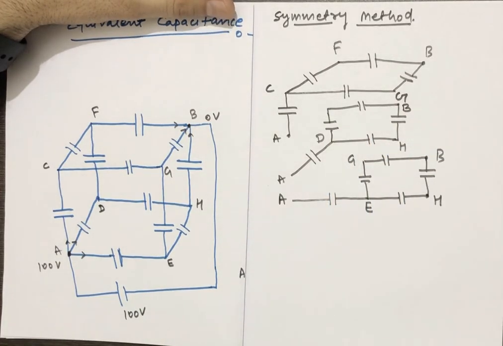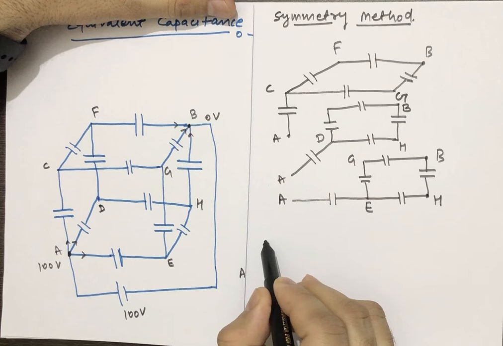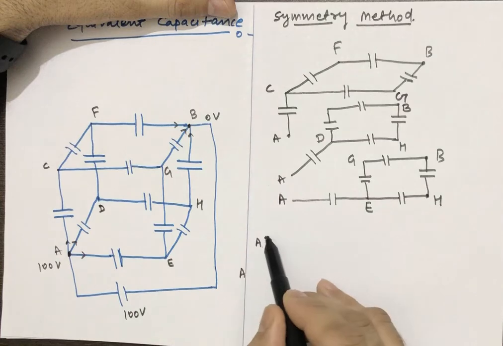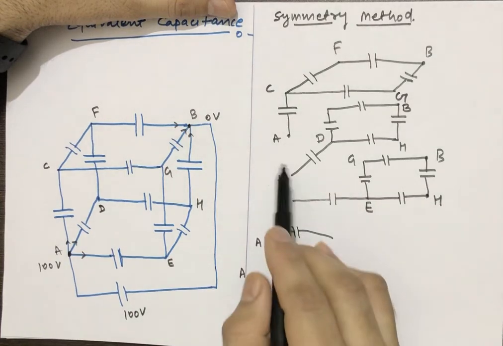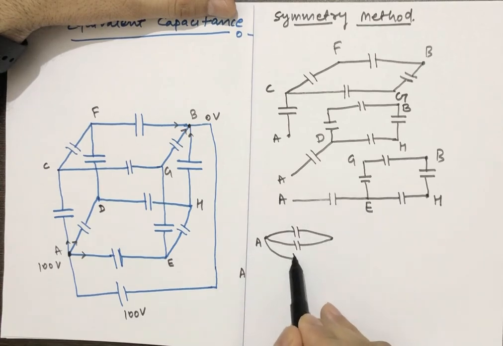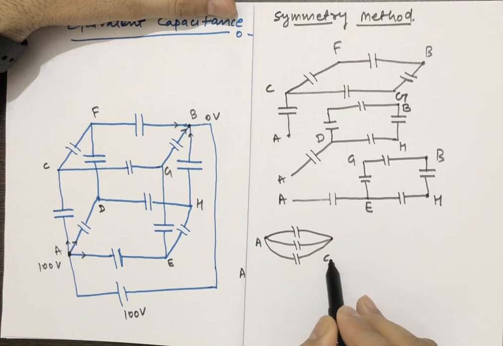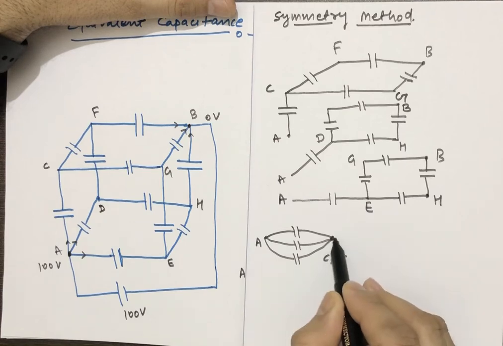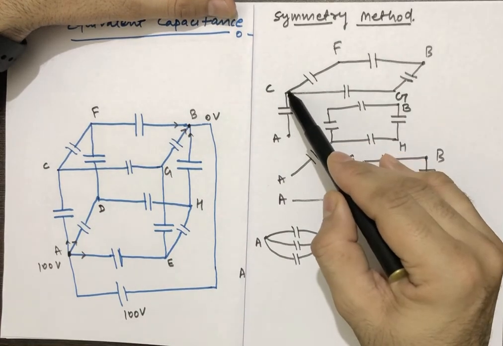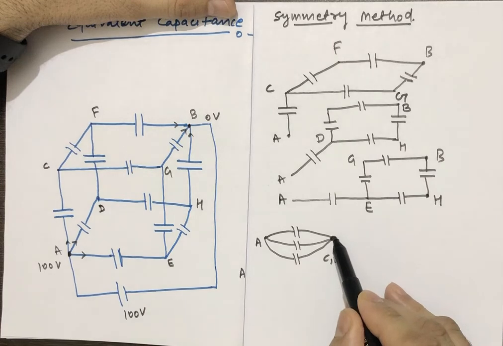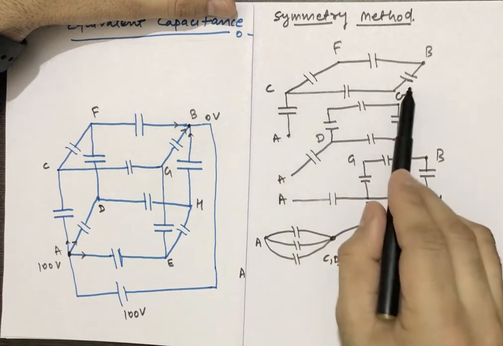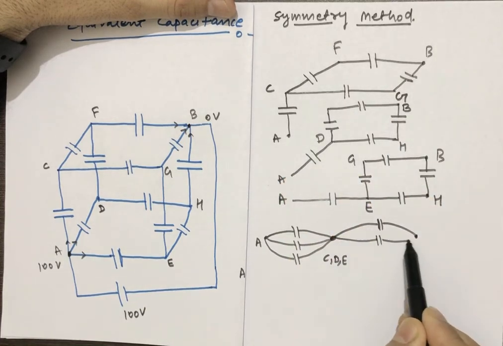So how will you write them for the equivalent capacitance? I will take the A point here. From A to C, one capacitor. A to D, another capacitor, and A to E, one more capacitor. So the points C, D, and E have the same potential, so we will write them at a single point. And from C to F, one capacitor. This is the F point. C to G, yes, C to G.